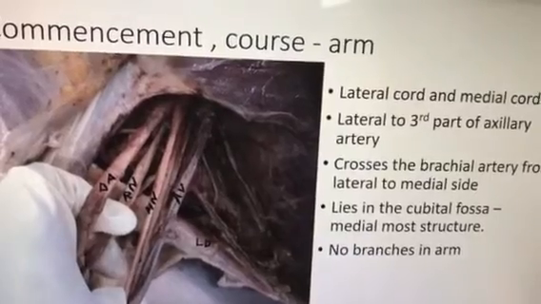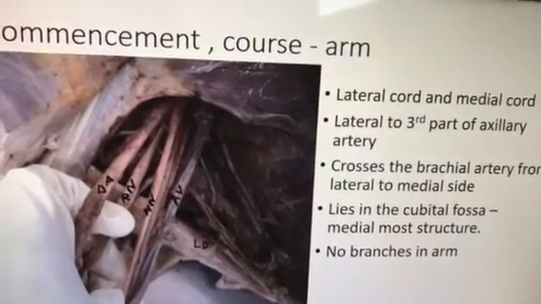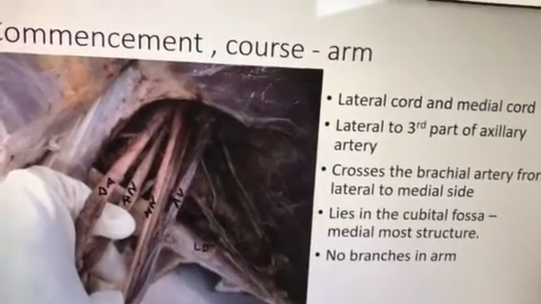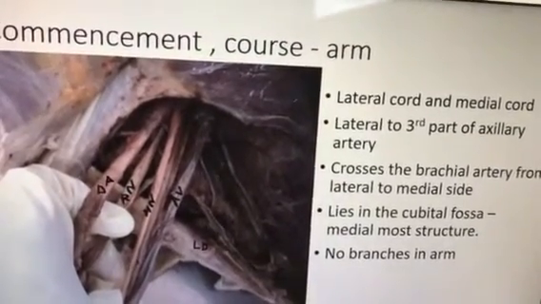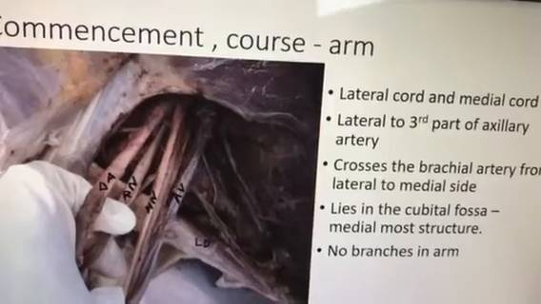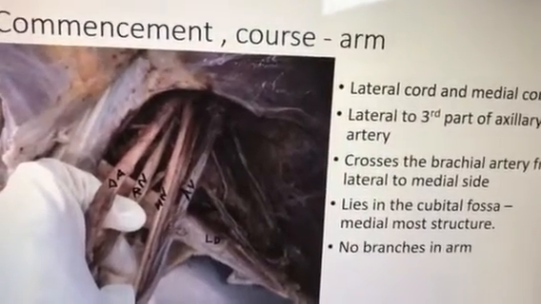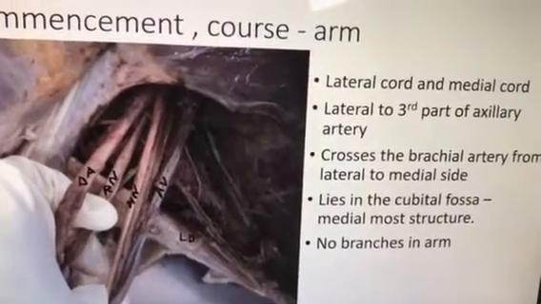Course means where it is going. For the course, the first side heading should be in the axilla, second in the arm, third in the cubital fossa, fourth in the forearm, fifth in the carpal tunnel, and sixth in the palm. Like that you have to put the side headings. So first we will see number 1, the course in the axilla.